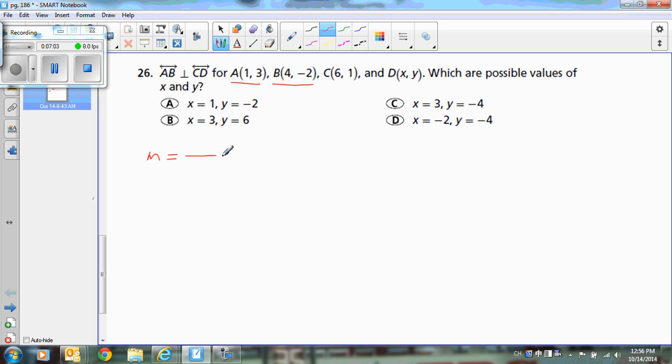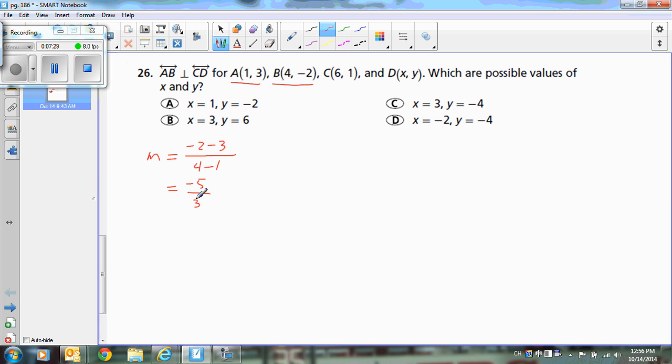So I'm going to take the difference in y values on top. That would be -2 minus 3, -2 minus 3 on top. And then on the bottom, the difference in x values, that would be 4 minus 1. So we would get -2 minus 3 more would be -5. And then on the bottom, 4 minus 1 is 3. So the slope of the line that passes through points A and B is -5/3.